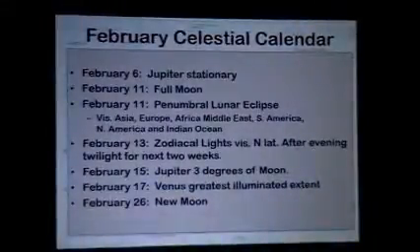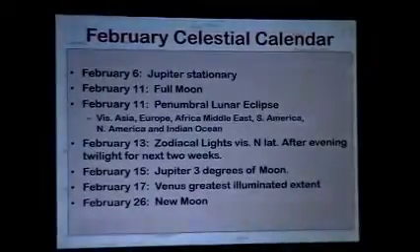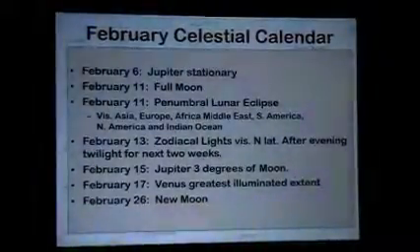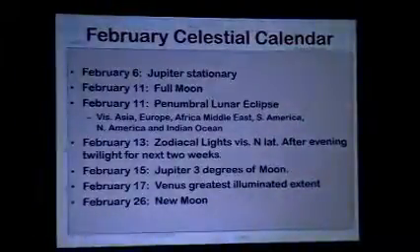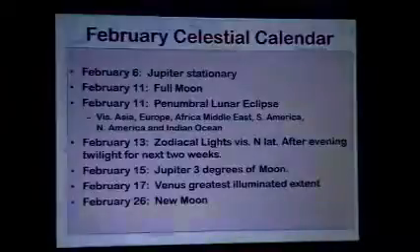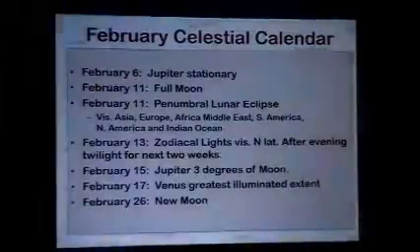Okay, now for the celestial calendar. Of course, we have the annual lunar eclipse that's happening tomorrow or tonight. Right now? Okay, yeah. The moon's going to be a little darker than usual. That's what's going to happen.